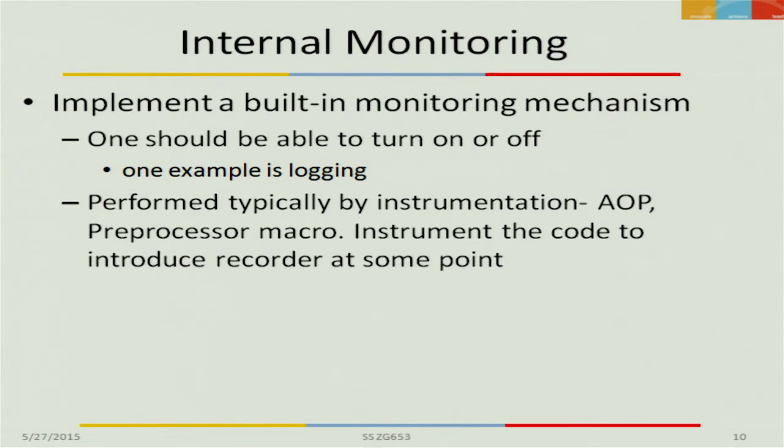It is performed typically by instrumentation, for example, aspect-oriented programming, by which certain logging or certain kind of small code are inserted which can actually dump the system status as the system is running. Things like macros, instrumentation, etc. are very similar, and sometimes the instrumentation code can be put using AOP, and this can also help in doing the recording of the activities. In fact, this can actually make the system more observable.